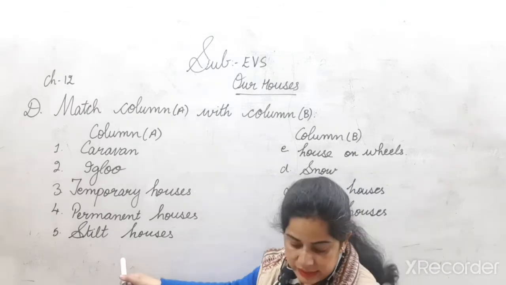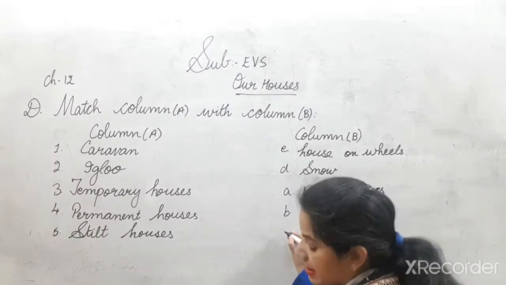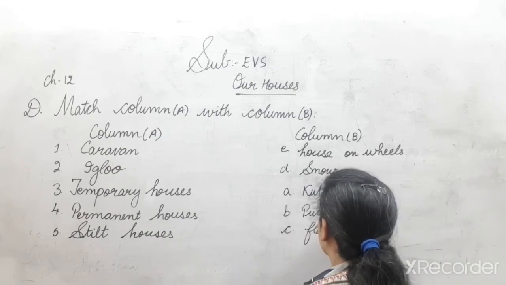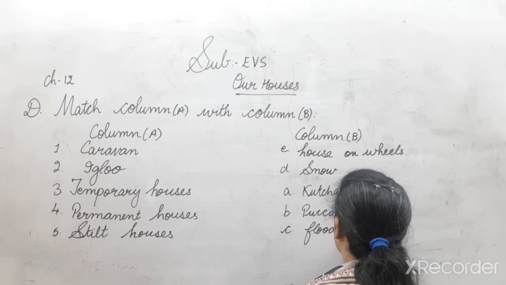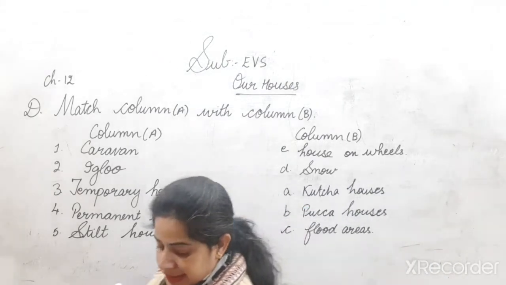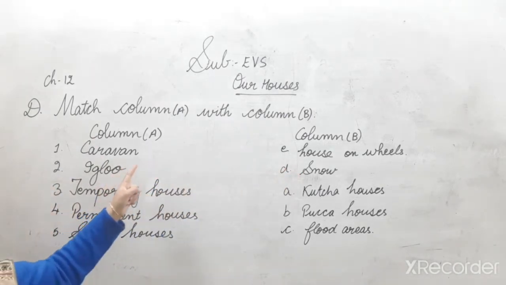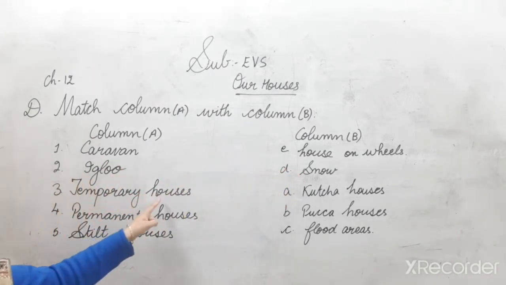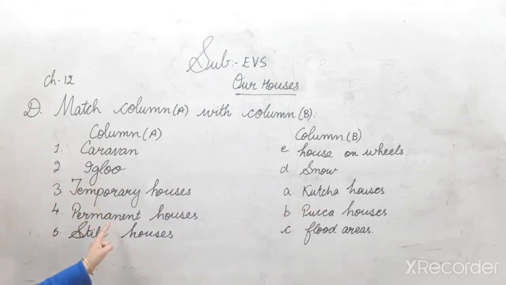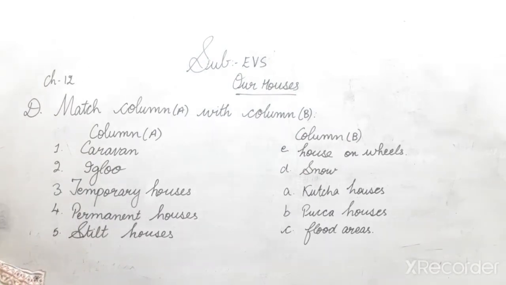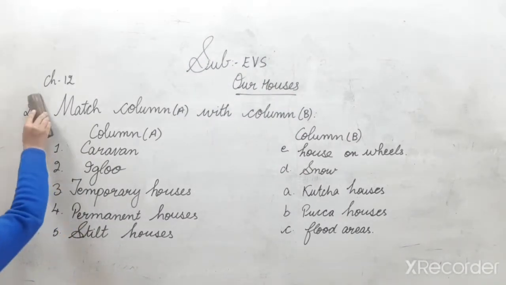And state house, answer is mostly found in flood areas. Okay, the answer is flood areas. So once again, Carva, house on wheels, igloo, snow, temporary houses, kacha houses, permanent houses, pakka houses, and state houses found in flood area. So this your D part is complete, and now we proceed towards E part.